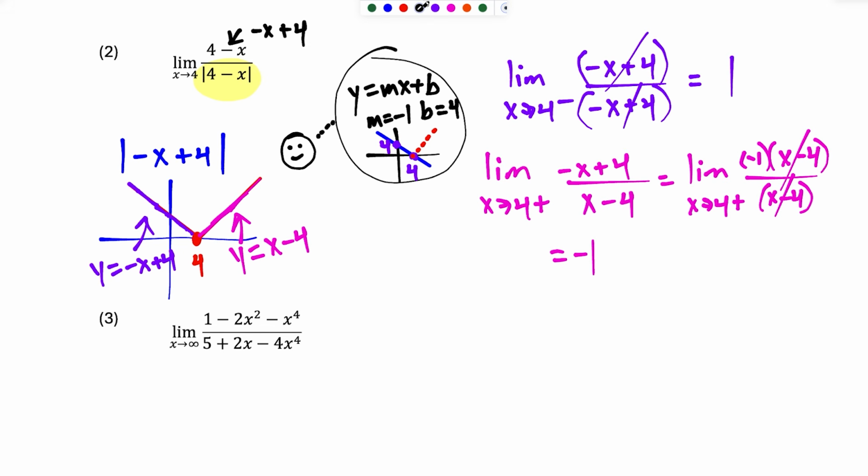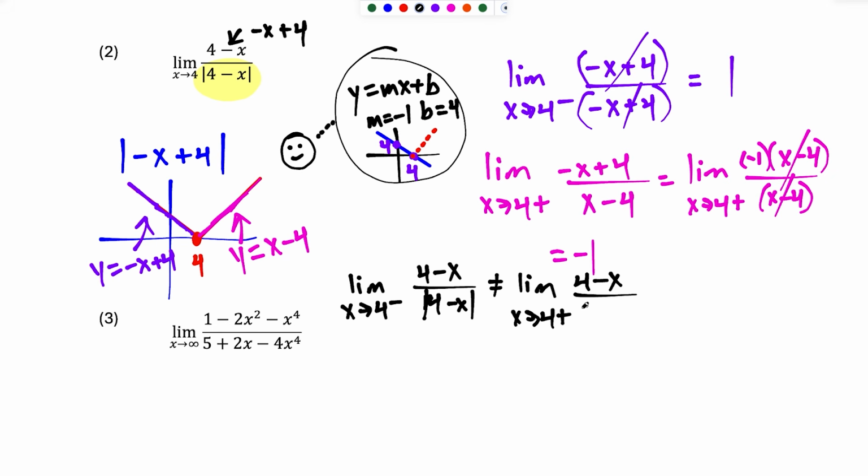But now what conclusion can we draw here? Notice the left and right side limits are not equal. Okay, so I'm going to make that statement. I'm going to say the limit as x approaches 4 from the left of (4 minus x) over the absolute value of (4 minus x) is not equal to the limit as x approaches 4 from the right of (4 minus x) over the absolute value of (4 minus x). So what does this imply? This implies that the limit as x approaches 4 of (4 minus x) over the absolute value of (4 minus x) does not exist. Okay, so we're just going to say DNE here. The limit does not exist.